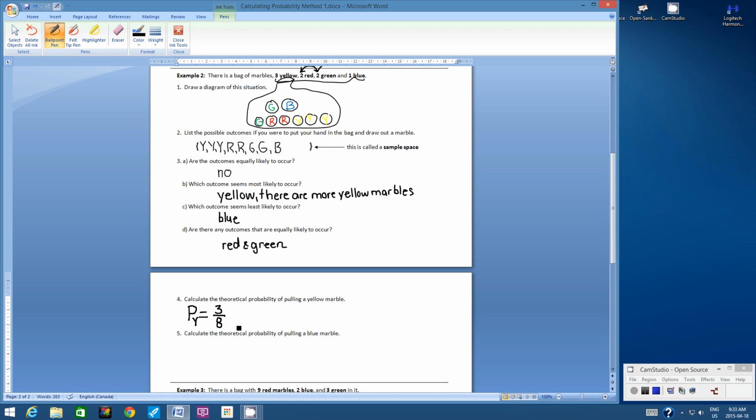So there are 3 possibilities that yellow can be grabbed from the bag. All right, so this fraction, 3/8, can it be reduced? Actually, no, it can't. So it's in its lowest form. So all we need is our calculator to calculate the decimal. Please calculate it. 3 divided by 8. I'll give you a second here.